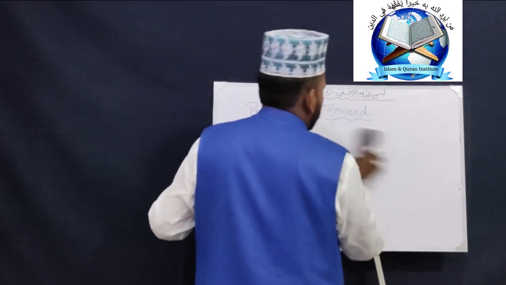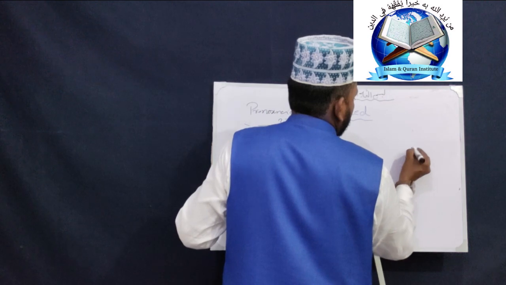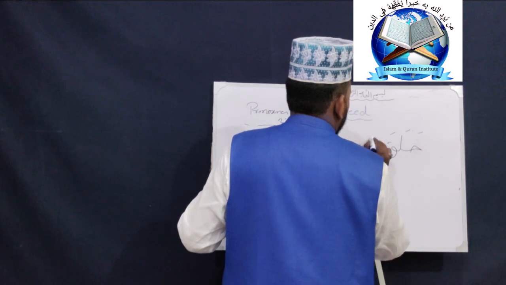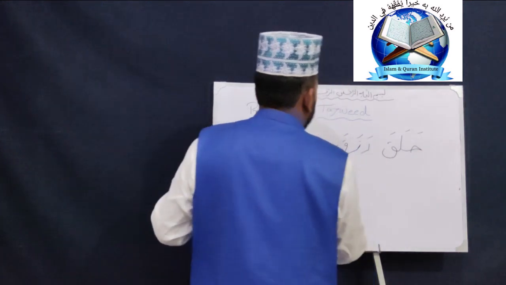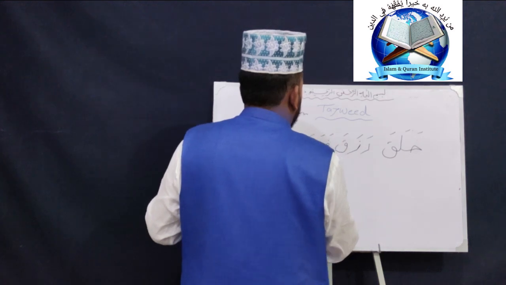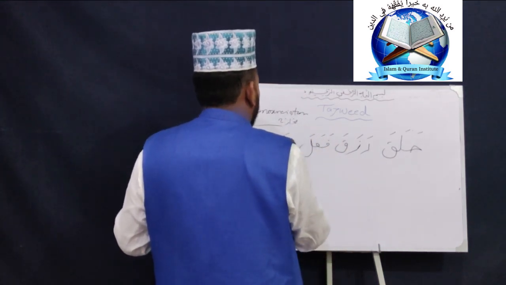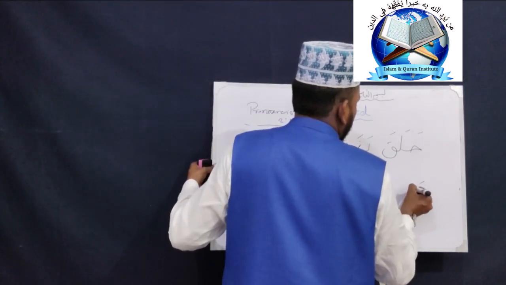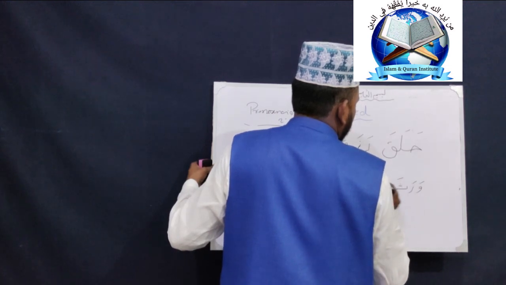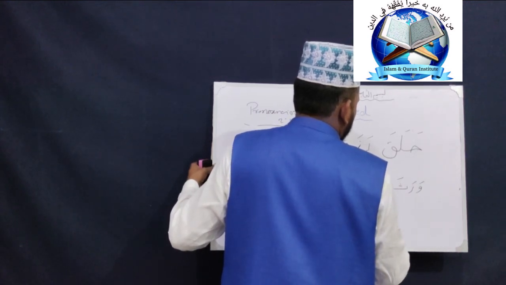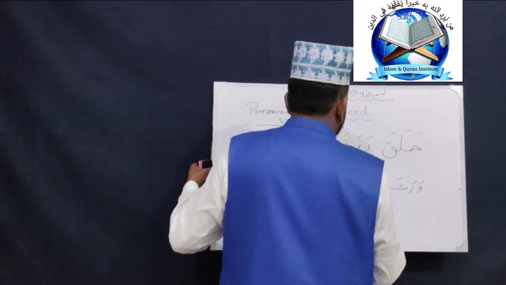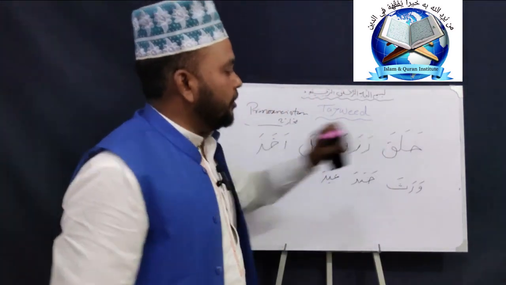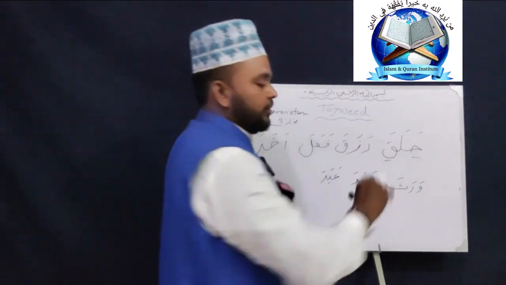So now let's do some practice in the end. Khalaqa, razaqa, fa'ala, akhadha, warasa, hasada, and abada. Khalaqa. Kha and qaf are bold. Khalaqa.